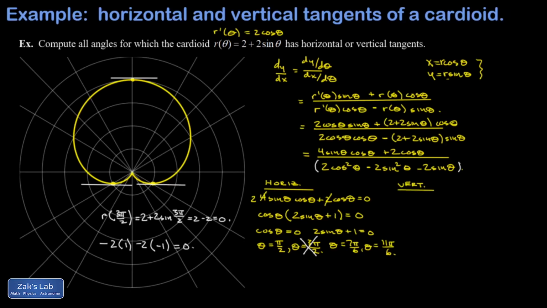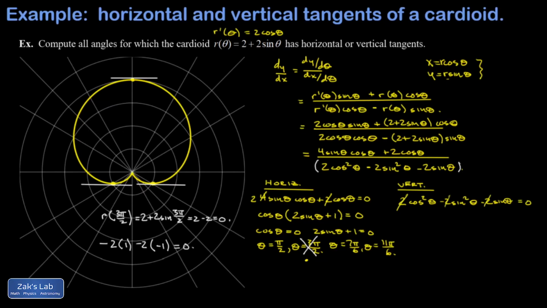So vertical tangents will occur when the denominator of the slope function vanishes, but the numerator does not vanish. We already know the denominator is going to vanish when theta is 3 pi over 2. And that corresponds to that cusp, so we got to throw that one away. And I'm trying to solve the equation 2 cosine squared theta minus 2 sine squared theta minus 2 sine theta is equal to 0. And I'm going to divide a 2 out of this to begin with.